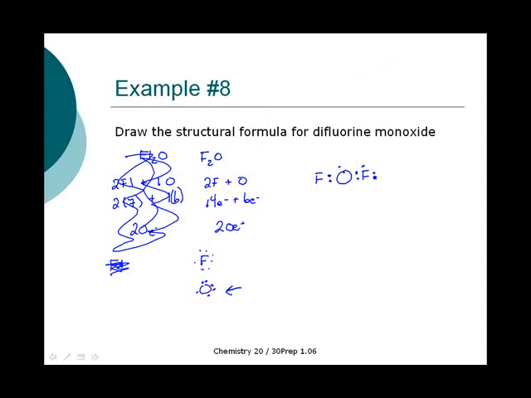5, 6, 7, 8, 9, 10, 11, 12. So now all of our orbitals have 1 electron. We can start going in and pairing them up. So that was 12, 13, 14, 15, 16, 17, 18, 19, 20. All of our orbitals now have 2 electrons. All of our atoms are now surrounded by 8 electrons, so we have a decent Lewis structure.